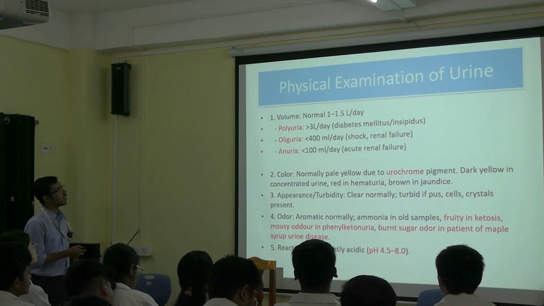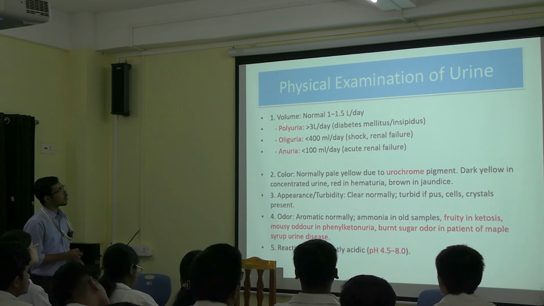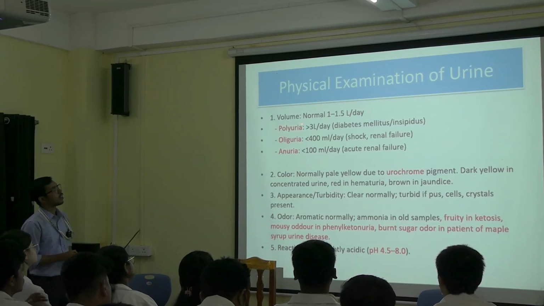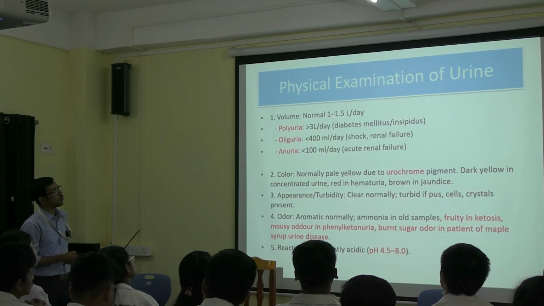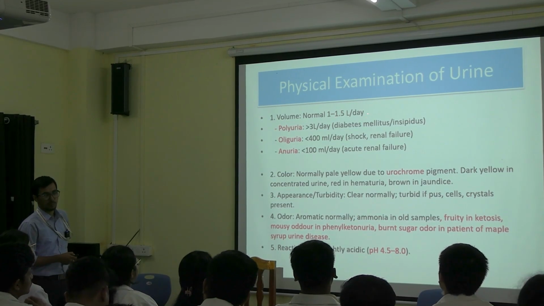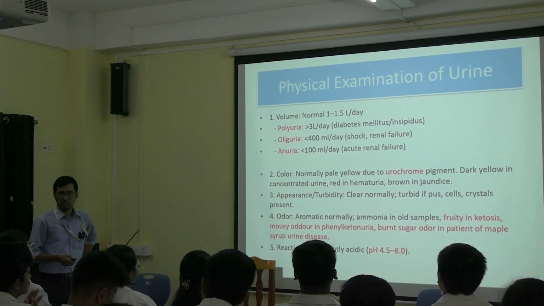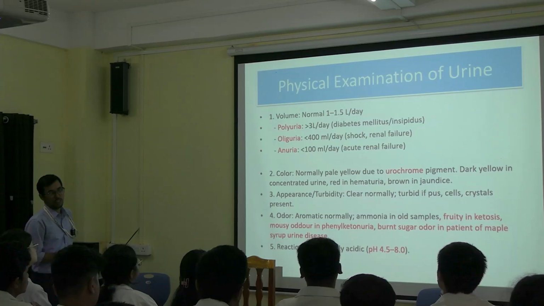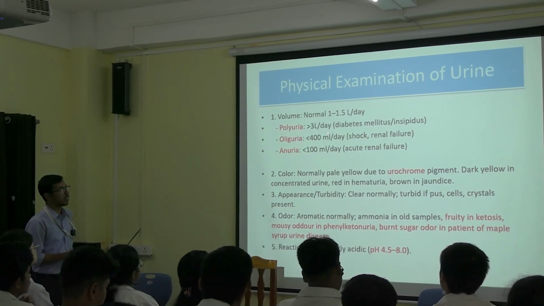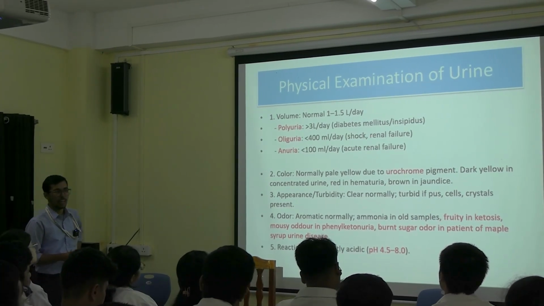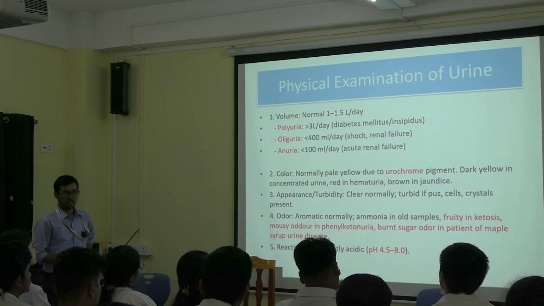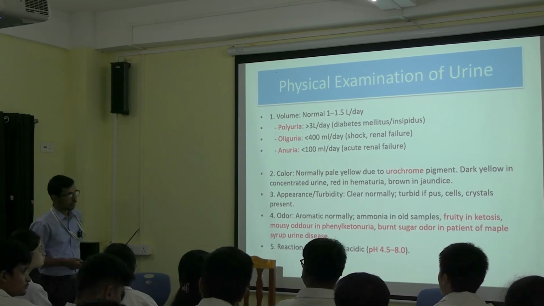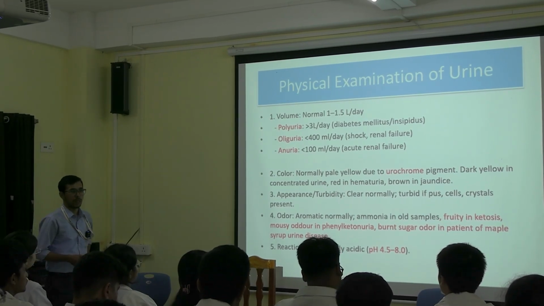So physical examination of urine. Okay. So here the volume of normally produced urine per day is 1 to 1.5 liter. In a normal human being, it will be 1 to 1.5 liter. When will we call it polyuria? If it is more than 3 liter per day. Okay, this happens in diabetes mellitus and diabetes insipidus. Okay, what is diabetes insipidus? Yeah. So a huge amount of urine will be passed.